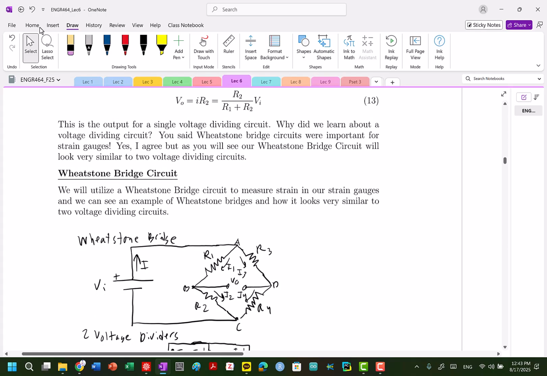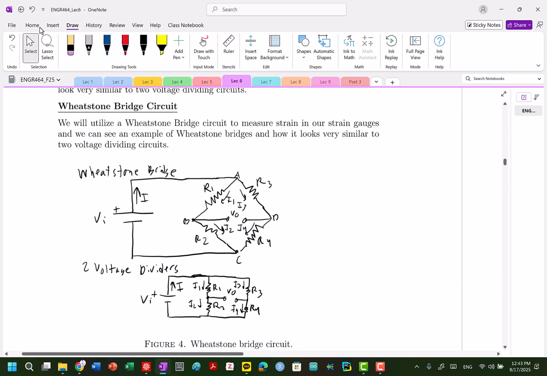Now, the Wheatstone bridge circuit, even though it looks more complicated here, and this is called a full Wheatstone bridge standard configuration. So you have resistors 1, 3, 2, 4, four resistors. And what we can see is that they're basically two voltage divider circuits. So there's two of these, right? We have a voltage divider circuit here, and a voltage divider circuit here.